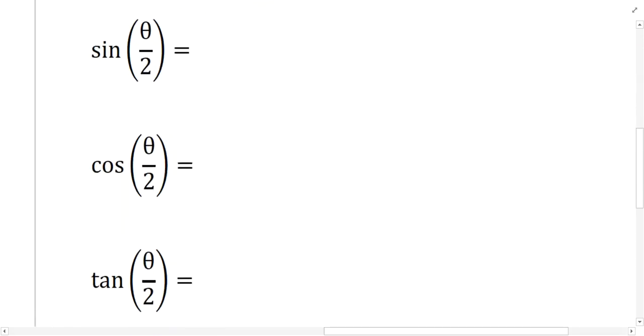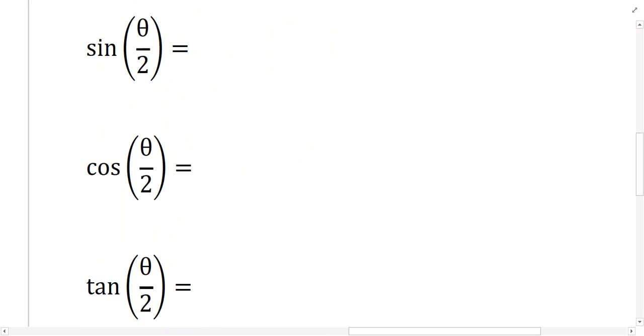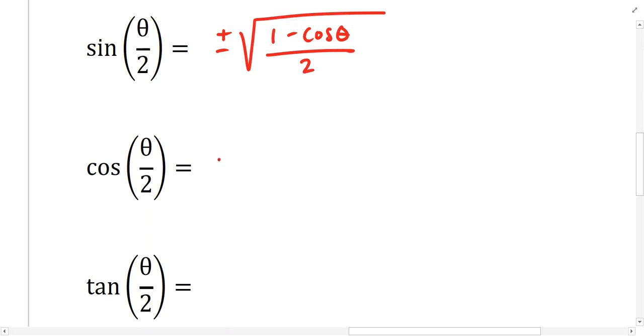The half angle identities are a bit more difficult to derive, so definitely memorizing these would help. And there's just a nice pattern to them once you have them memorized, and that pattern becomes a bit more obvious when you're not deriving it every time. But with sine, we have the positive or negative square root of 1 minus cosine over 2. For cosine, we have almost the same thing, except we're going to call this 1 plus cosine divided by 2. And you can see the derivation of that in a prior video.